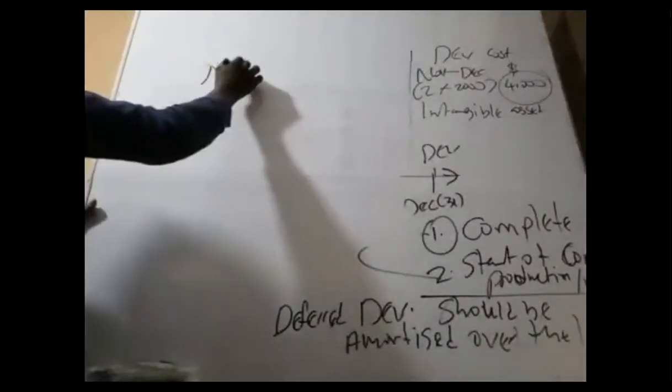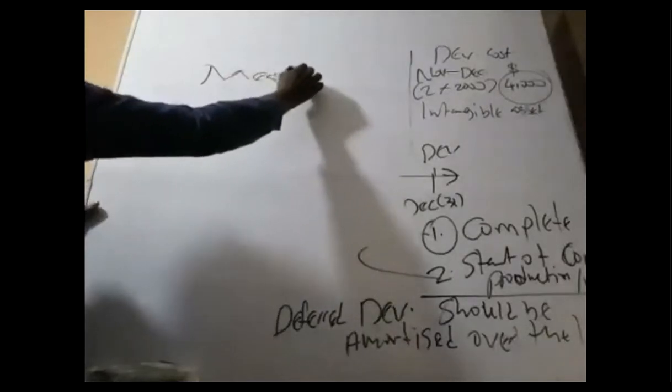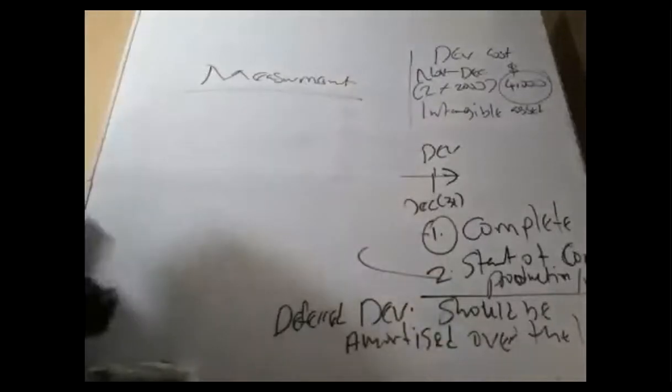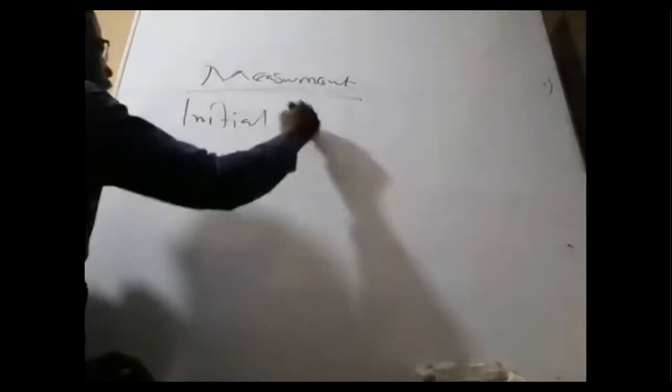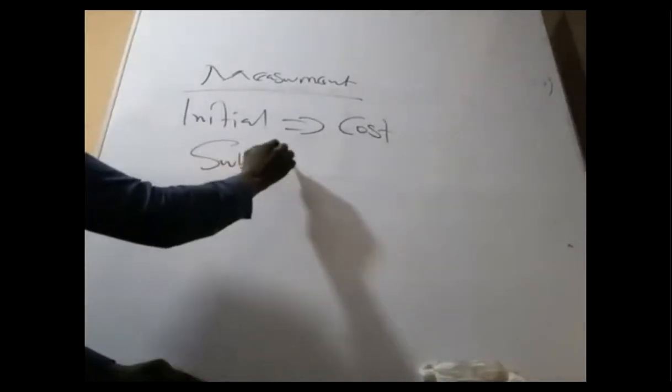Now we go to measurement. Measurement means how do you obtain the value of intangible assets? How do you obtain the value? We have initial measurement. But almost all initial measurement is at cost. So here the initial measurement is at cost. Initially, all development costs or intangible assets need to be measured at cost.